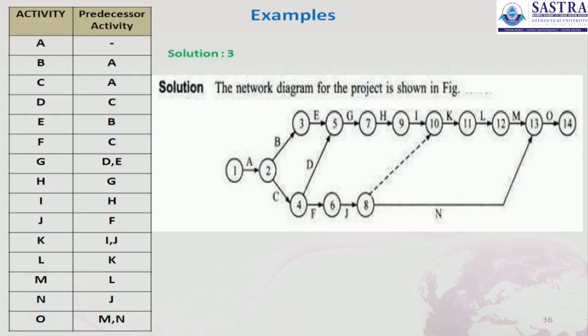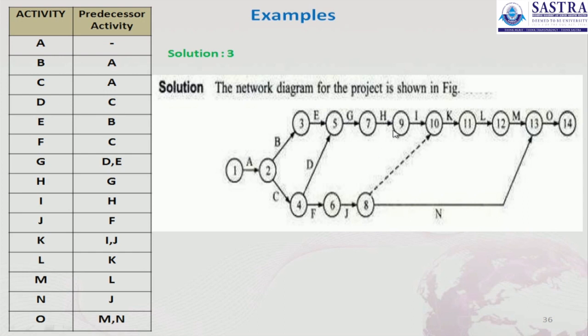Then the next is activity H, the predecessor activity of which is G. So already we have the node 7. Through the node 7, we have to write the activity H, and that should not be mentioned as a number.